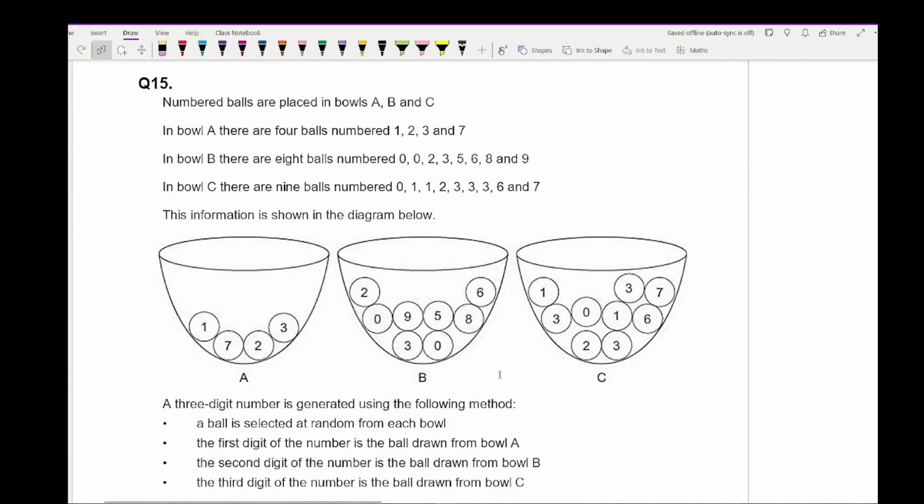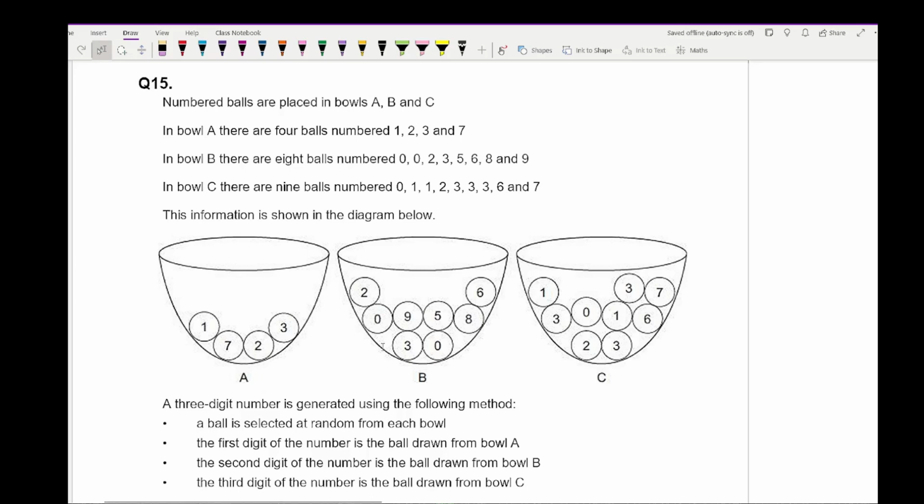Then moving on to question 15, talking about pots. It says numbered balls are placed in bowls A, B, C. In bowl A, there are 4 balls numbered 1, 2, 3 and 7. In bowl B, there are 8 balls numbered 0, 0, 2, 3, 5, 6, 8 and 9. And in bowl C, there are 9 balls labelled 1, 0, 1, 1, 2, 3, 3, 3, 6 and 7. This information is shown in the diagram below.